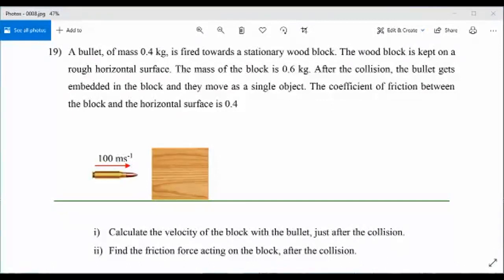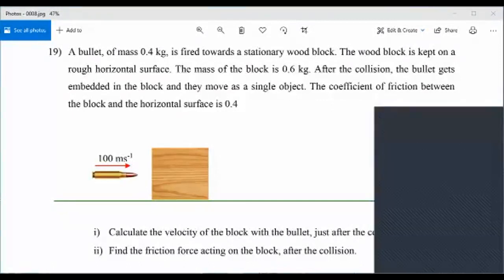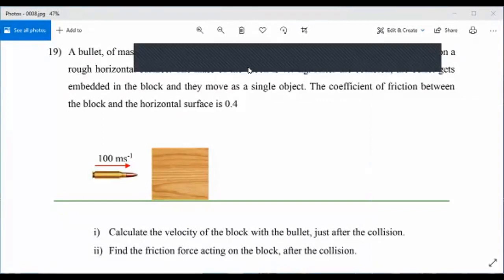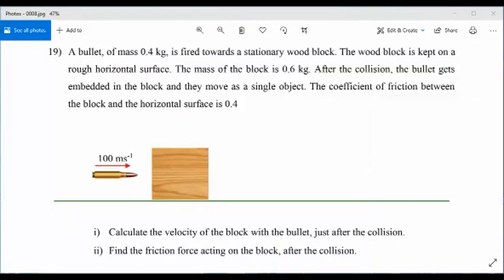Right. Thank you very much, dear. Thank you very much. So let's give a try. So what is the meaning of gets embedded? The bullet will be inside the block after the collision.